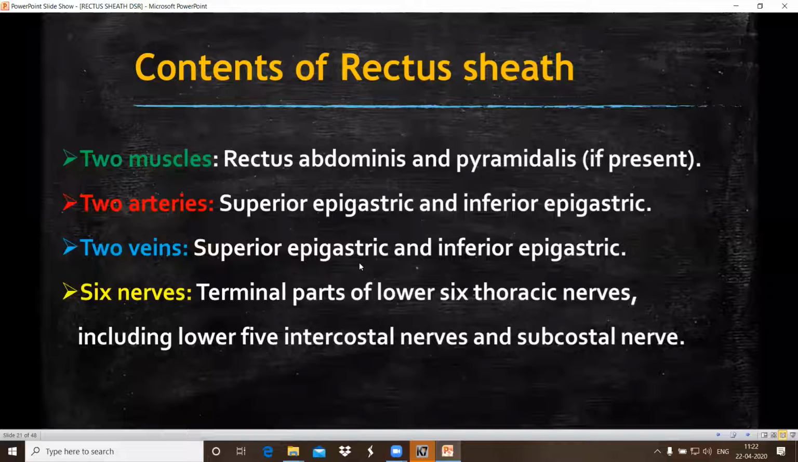The 2 important muscles present in the rectus sheath are rectus abdominis and pyramidalis, and 2 vessels: superior epigastric vessels and inferior epigastric vessels, both artery and veins. And 6 nerves, which are the lower 6 thoracic nerves, that means the lower 5 intercostal nerves and 1 subcostal nerve. These are the contents of the rectus sheath. We will deal with each content.